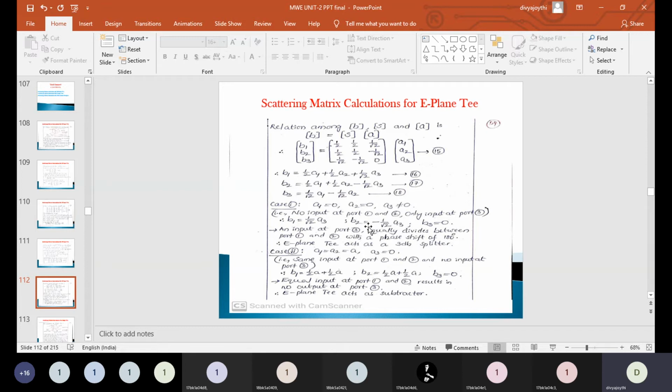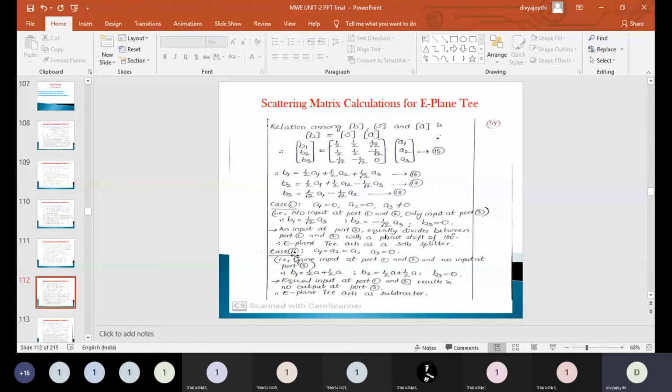See here, B1 and B2 are not equal. They differ by a minus symbol. What does that minus indicate? They have a phase shift of 180 degrees. That's it. So the E plane T acts as a 3 dB splitter. There, as B1 and B2 are equal, the H plane T is acting like a 3 dB splitter. Here, B1 and B2 are not equal, and they are at a phase shift of 180 degrees. The E plane T is acting like a 3 dB splitter.